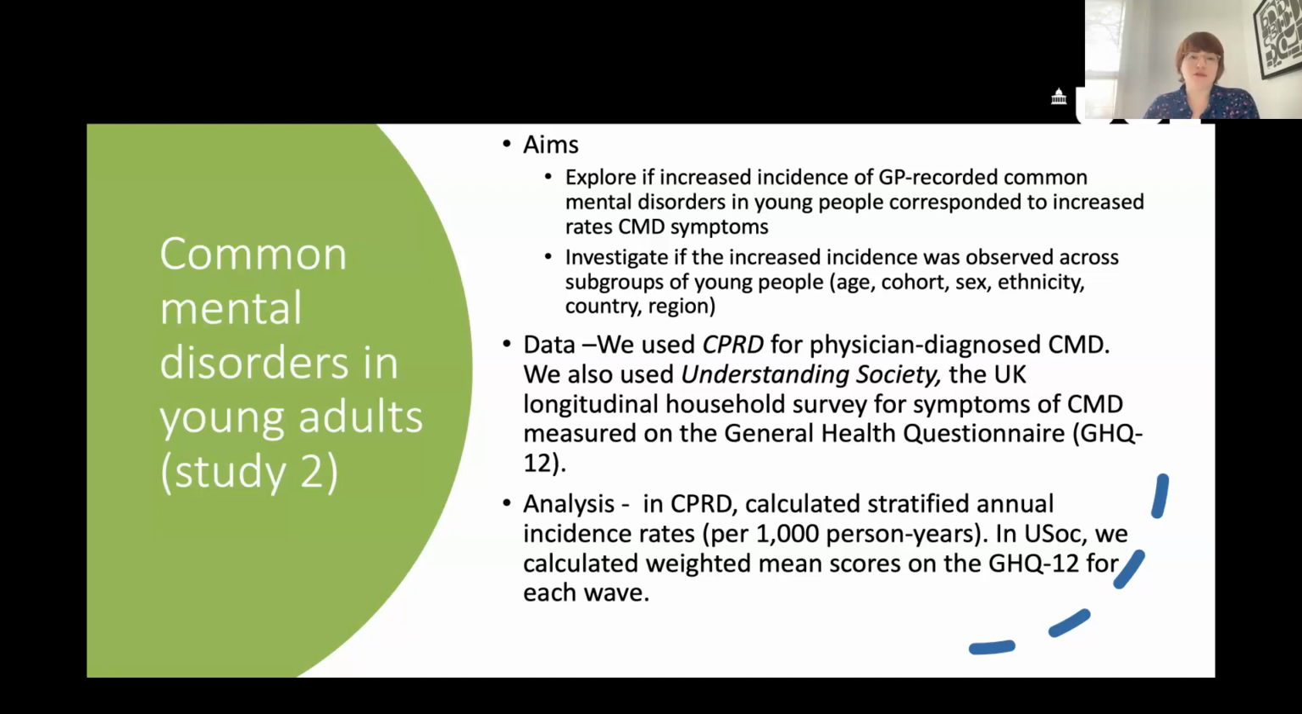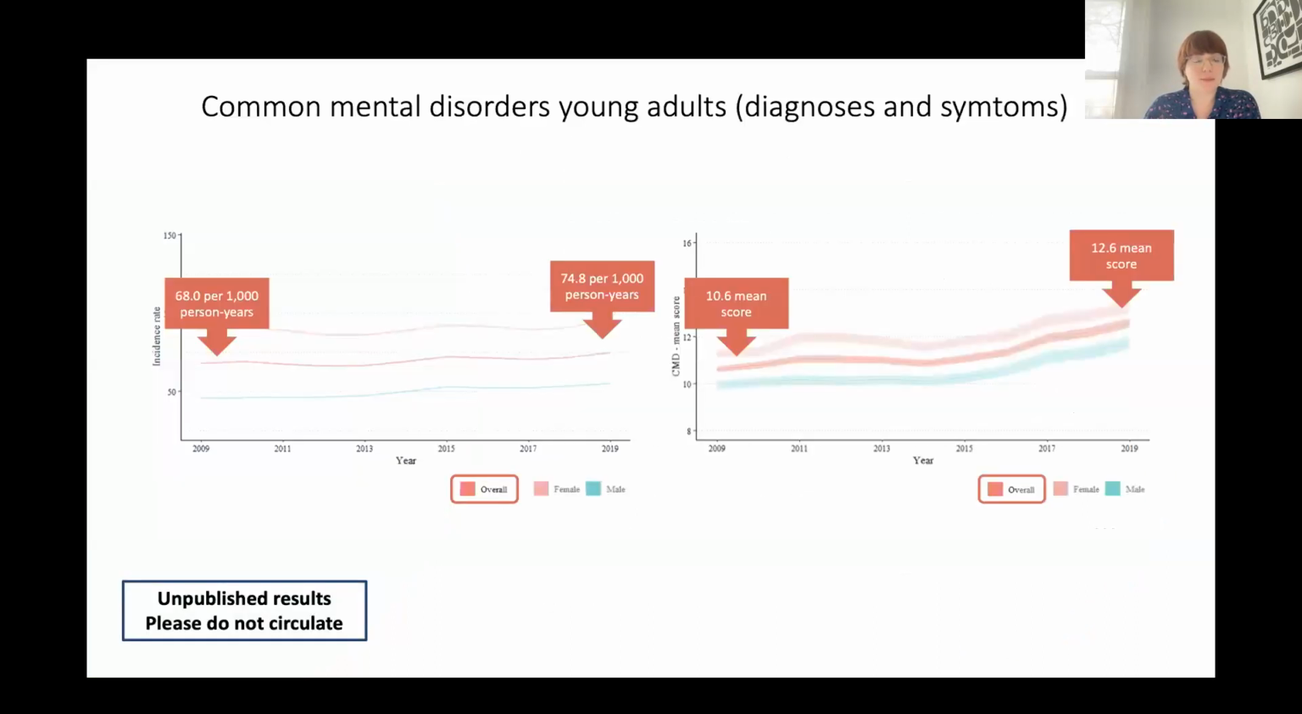So we again used the de-identified electronic health records, CPRD, for the diagnosed common mental disorders. And we also used Understanding Society, which is a UK longitudinal household survey that has symptoms of common mental disorders measured. So in the analysis, we did calculate the annual incidence rates, but we also calculated the weighted mean scores on this GHQ, or psychological distress scale.